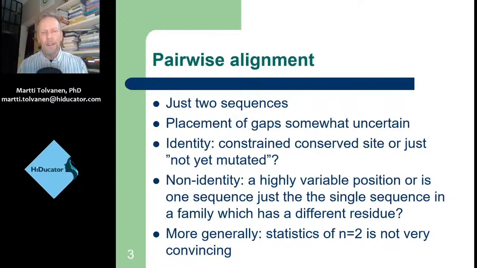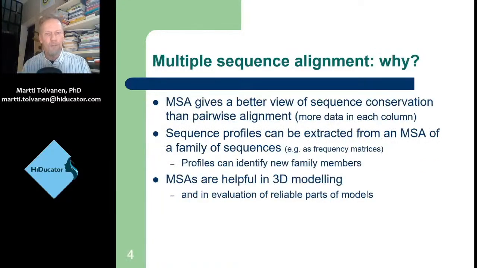And a non-identity could represent a highly variable position, and we have two samples of the variance there, or maybe it is a conserved site and we are just unlucky so that one of the sequences happens to have a different residue. So if n equals 2, we don't get really good statistics.